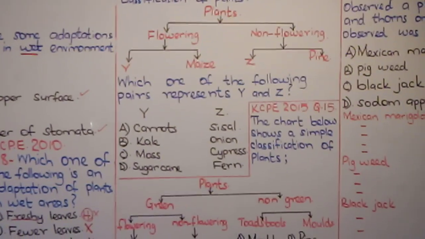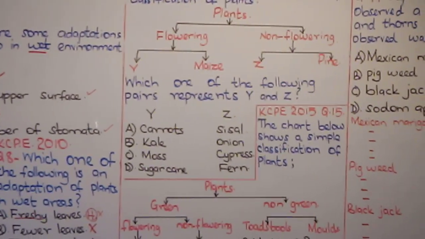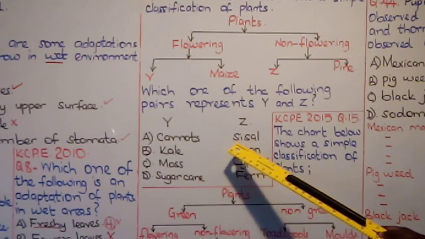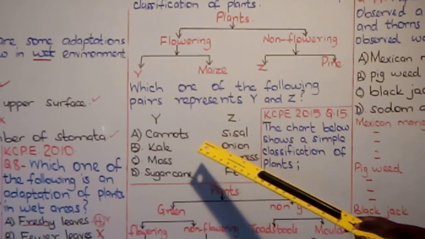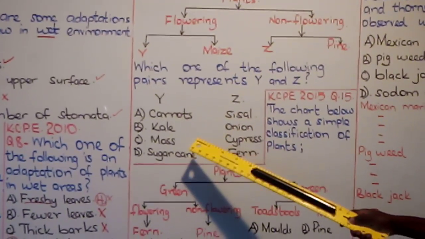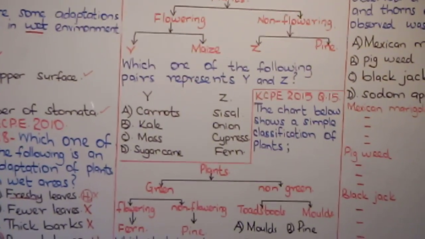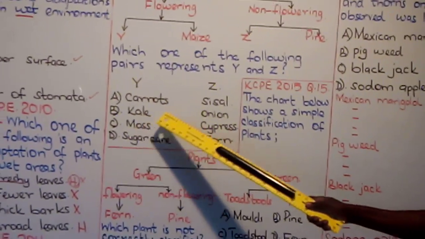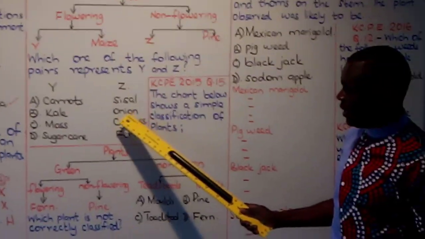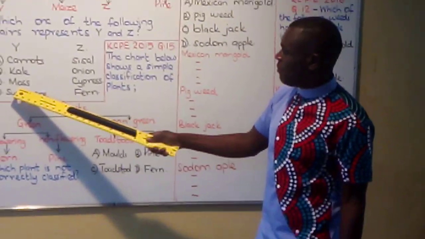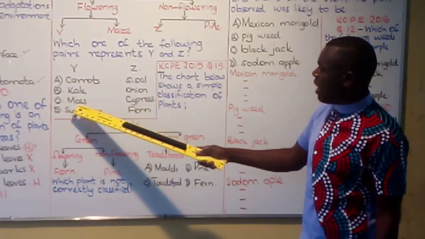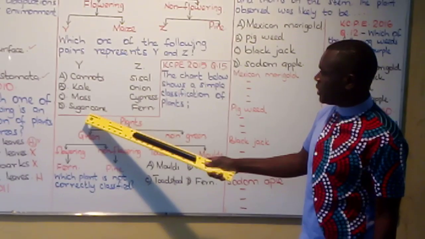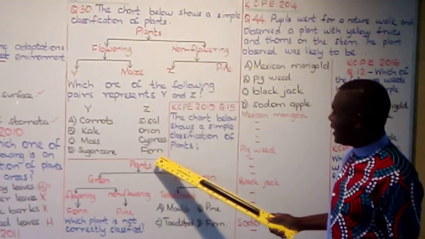Y and Z respectively. Let's look at that. Carrots, sisal. Both of them are green plants. Carrots are flowering, and even sisal. And look at B. Kales are flowering. Onions are flowering. Let's come to mosses. Moss, non-flowering. Cypress, flowering. So that is out. Sugarcane, flowering, fan, non-flowering.